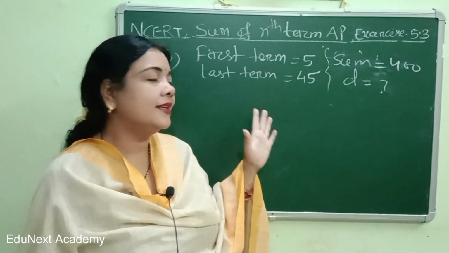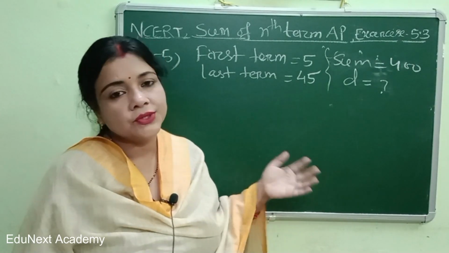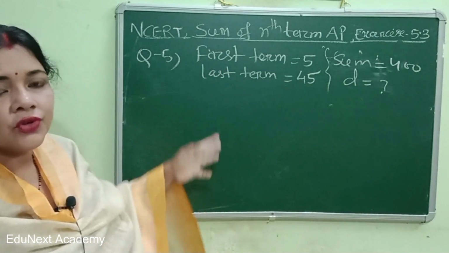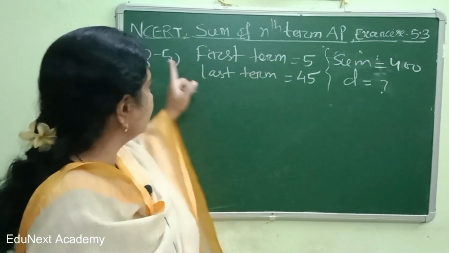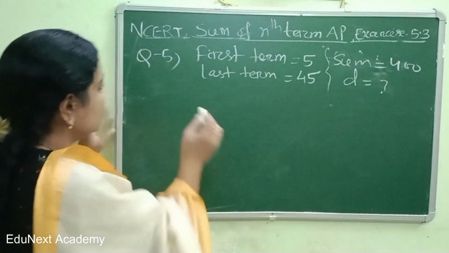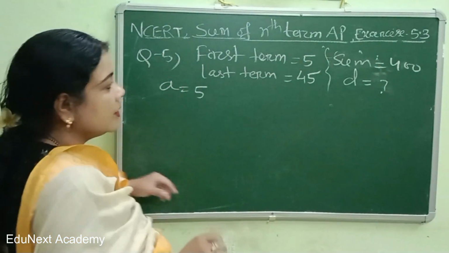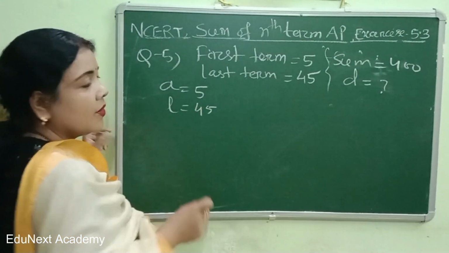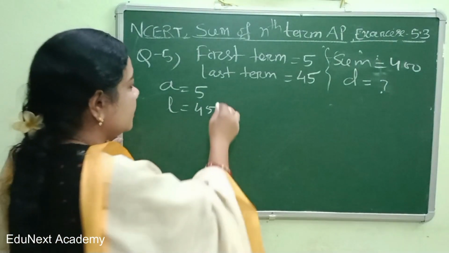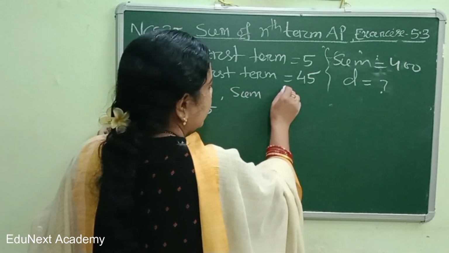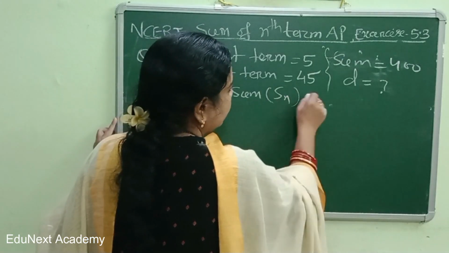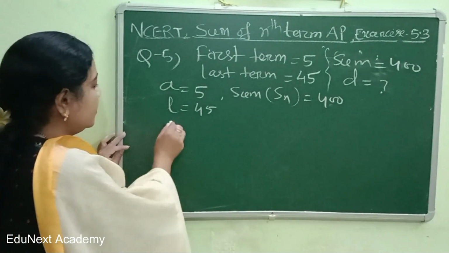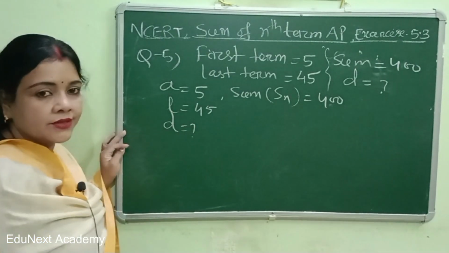Now let us discuss question number 5. It is a very pretty and very interesting question, and a very tricky question also. So you need to understand how to solve this problem. Here the first term a is given as 5, the last term l is 45, and the sum S of n is given as 400. We have to find out the common difference.